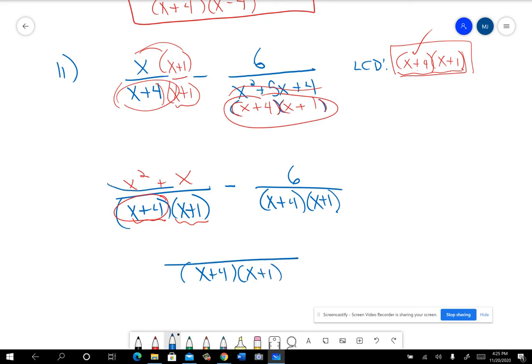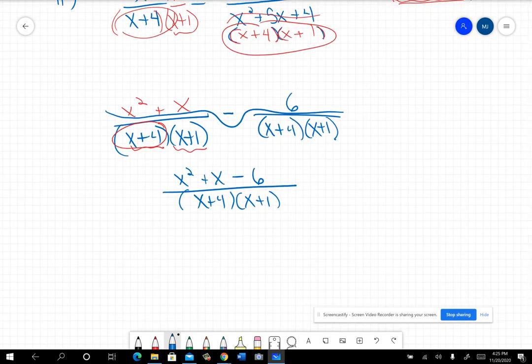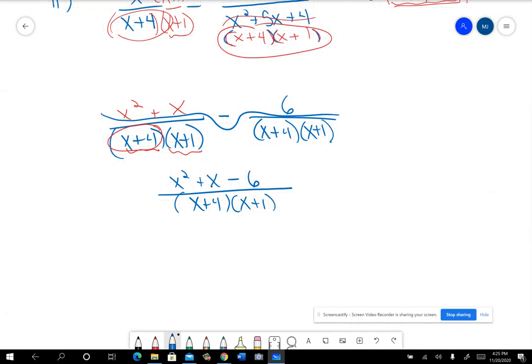I'm going to take and add or subtract the numerator. So that would be x squared plus x minus 6. Okay. All right, now, I don't really care whether the top one factors. What I care about is whether it factors so that one of the factors is either x plus 4 or x plus 1, because I'm looking to see if I can simplify this.